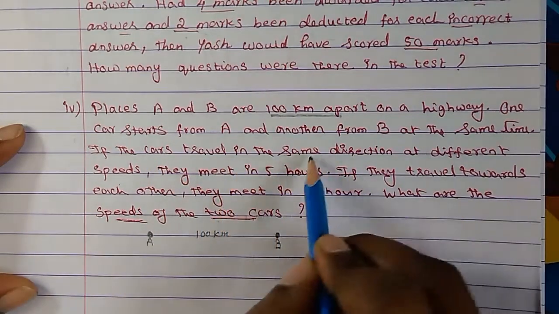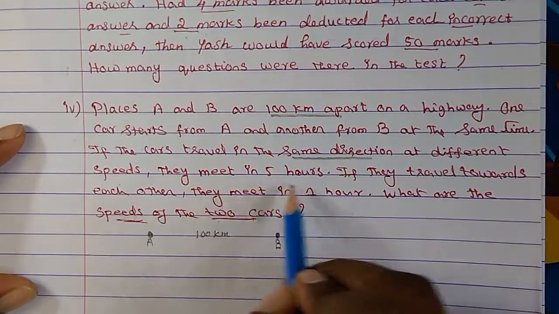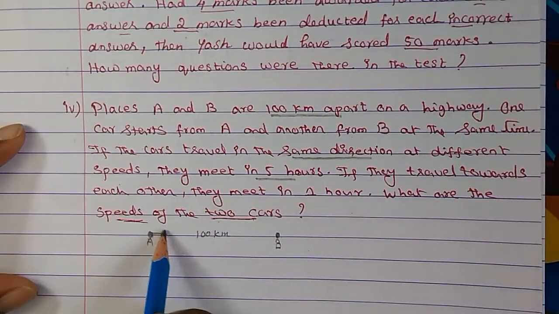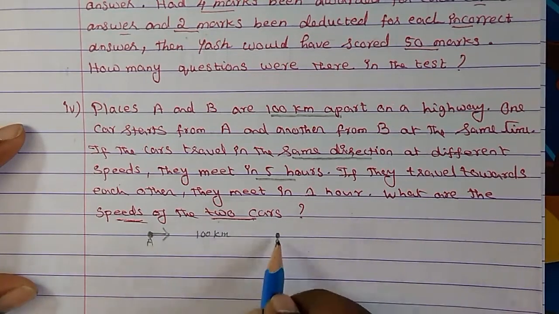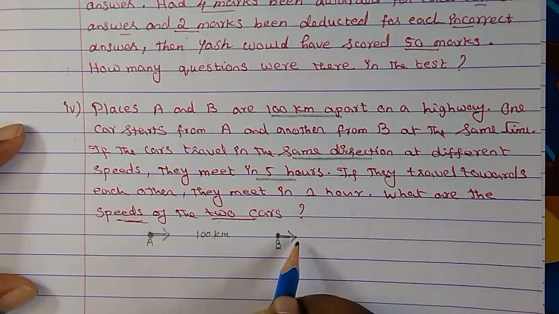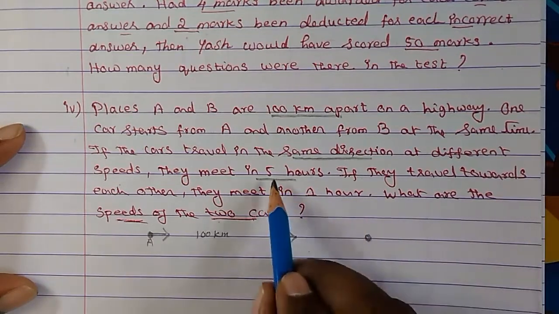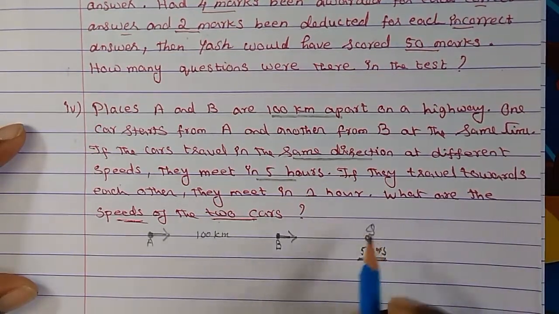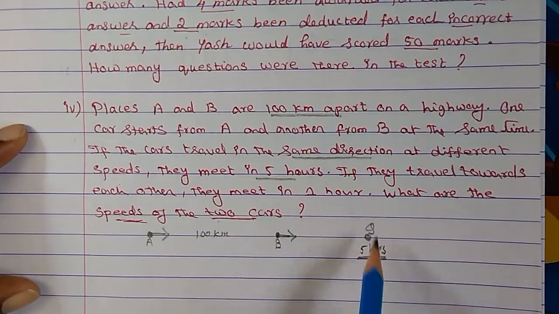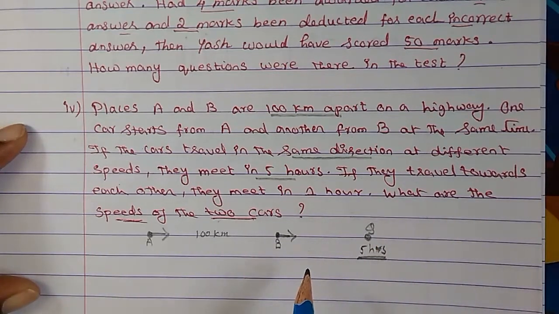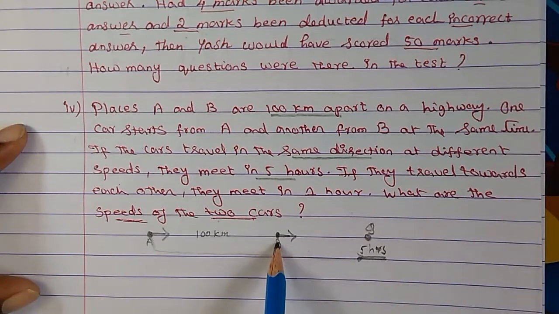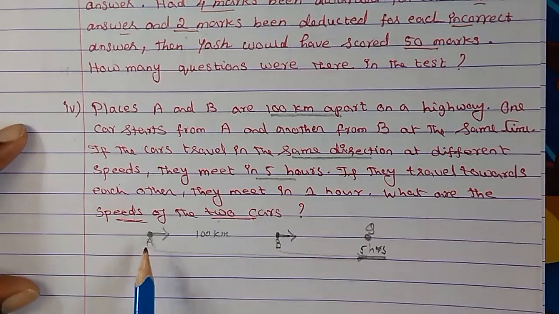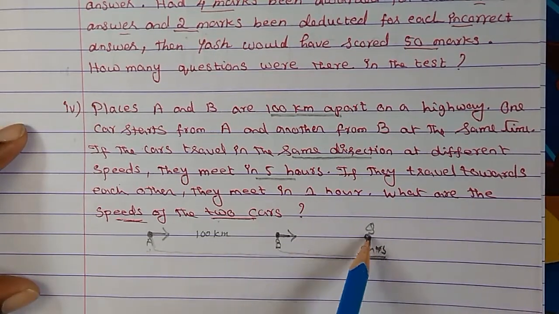So if the cars travel in the same direction at different speeds, they meet in 5 hours. So that means car A is starting, both are in the same direction. Car A is starting from this point, car B is starting from this point. Both will meet at one point after 5 hours. At this point Q, both A and B will meet after 5 hours. So car A has to travel all the way from here to this point, and B will start from here and come to this point. That means A has to speed up to come to this point and B can come slowly. After 5 hours they will meet together at this point.